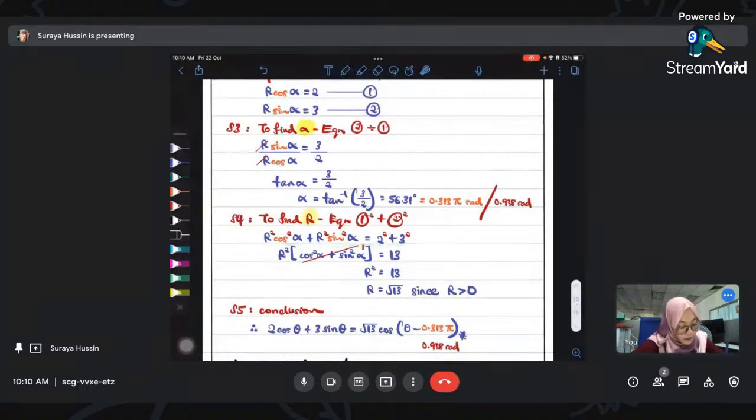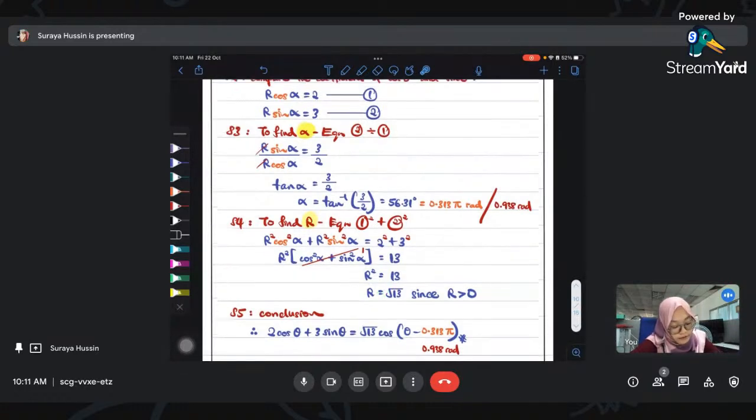Okay, first equation square it plus second equation square it, and you get this, and you get R squared is equals to 13. Therefore, R is equals to square root 13. But only positive, because the question asks for it. R is always positive, therefore we only take the positive.